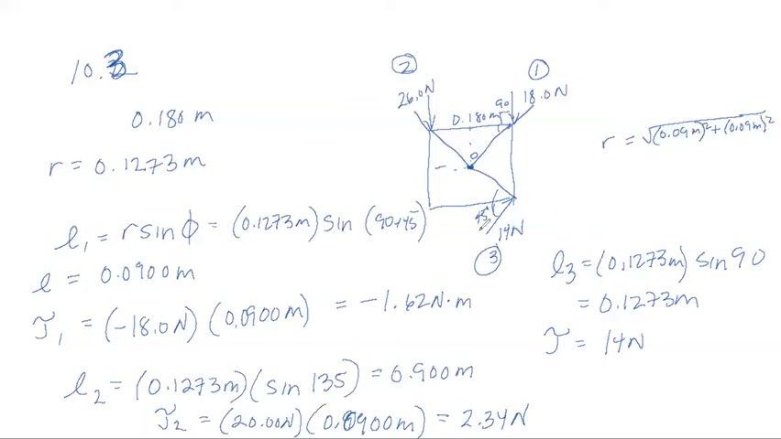Tau 3, that's going to be positive. It's going counterclockwise. Negative 14 times 0.1273 meters. And that's going to give us 1.78 Newton times meter. 1.78 newton meters. Now, adding all these up, let me pause, get some board space.